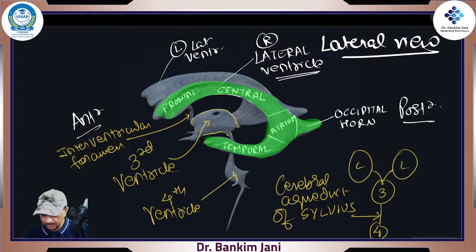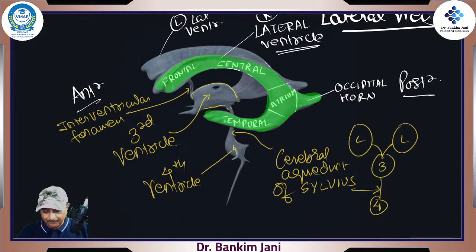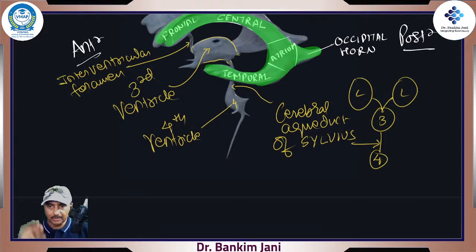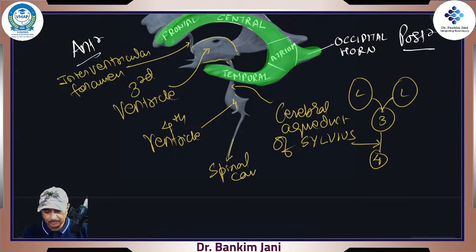It is this. Over here, it is this, right? So that is cerebral aqueduct of Sylvius. And from the fourth ventricle, it goes all the way down, and then it goes into the spinal canal. So that's the whole architecture, right?